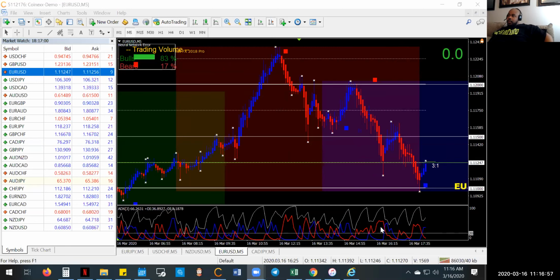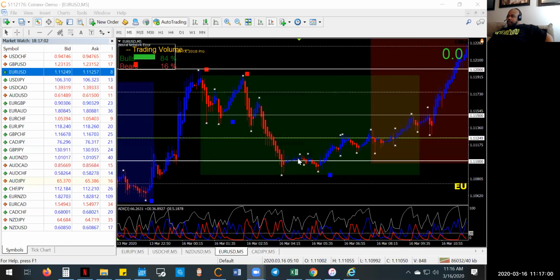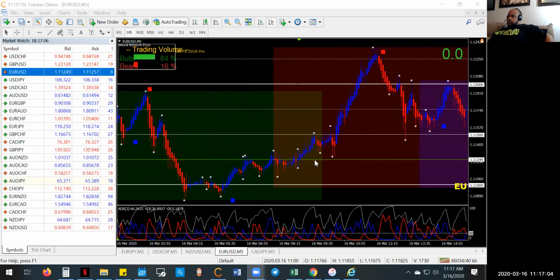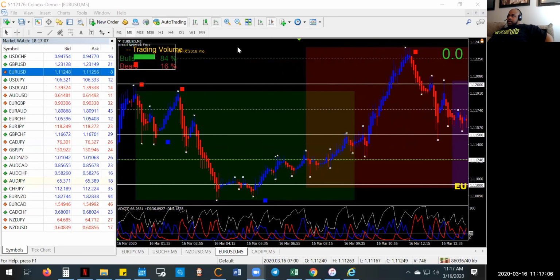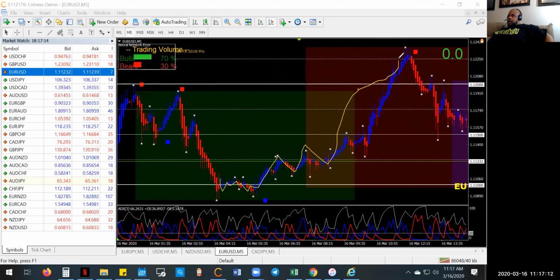EU's headed back to that 111 we were playing with last night. We bought EU off of this last night, y'all. This is the trade we took last night off of EU. We bought it off of this. Remember, I drew it and went that way. Here's your 25 pip U-turn. Did we talk about that yet?